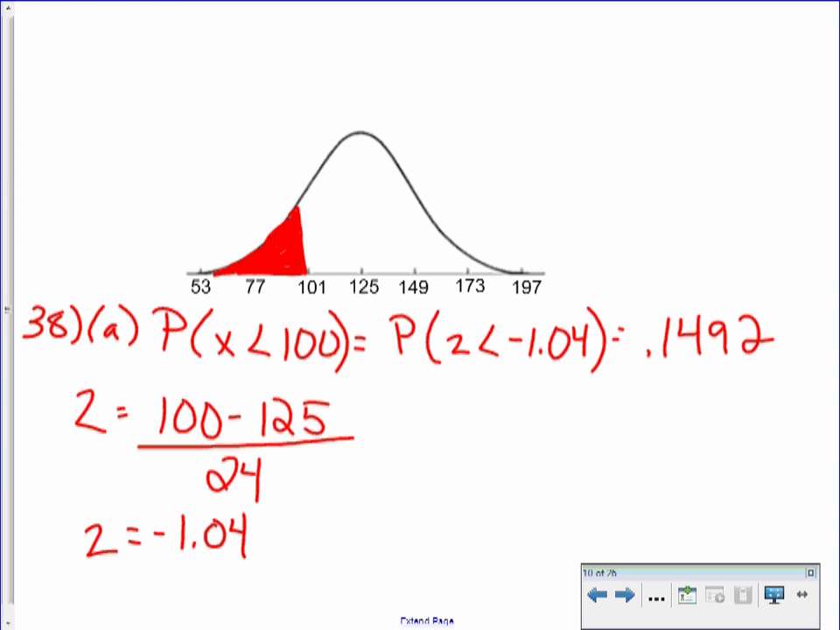How'd you get 0.1492? Looking on my table, we have the negative 1.04. So every time we get one of the answers like that, we have to look it up on the table. Right, because they want the probability of less than 100. This is the z-score for less than 100, because the z-score is what our table reads. And then we go to our table and actually look it up.